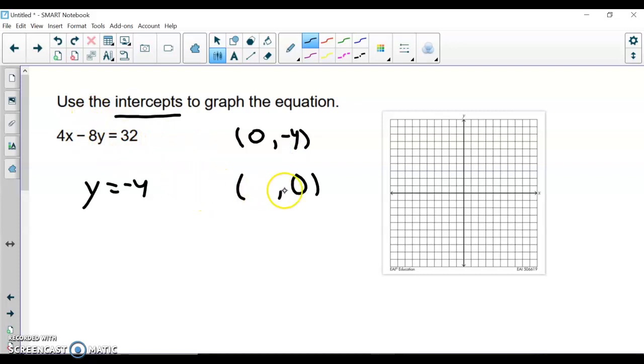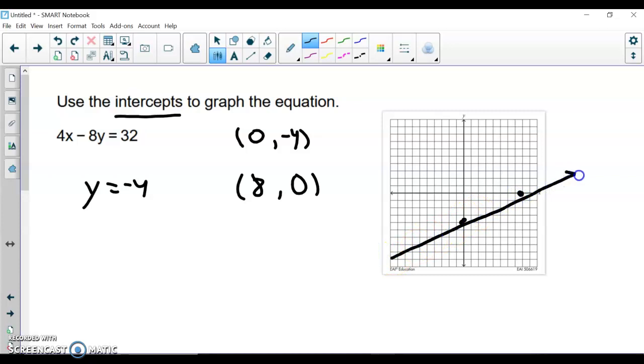And then for the other intercept, the x-intercept, I should say, plug in 0 for y, the 8y goes away, so it just becomes 4 times what is 32. That's an 8. So these are the 2 points you want to graph. You just plot 0, negative 4, 1, 2, 3. It's the y-intercept, and then the x-intercept will be right here. And of course, that'll form the line.